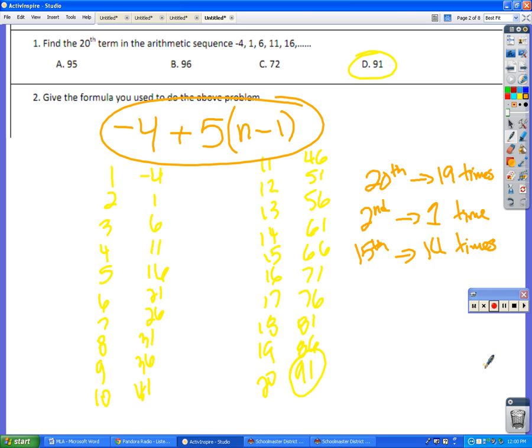Okay, this is my starting point. This is how much it's going up by, and then I have to do it 1 fewer times than the number of terms that I want.